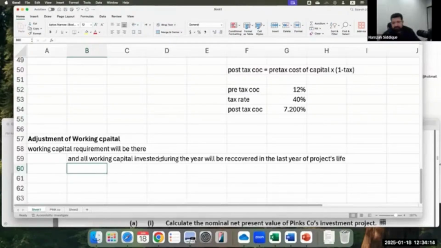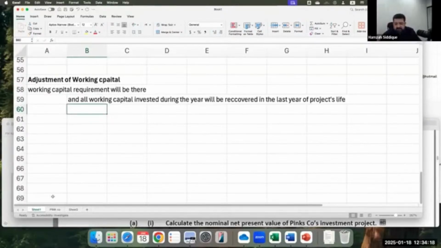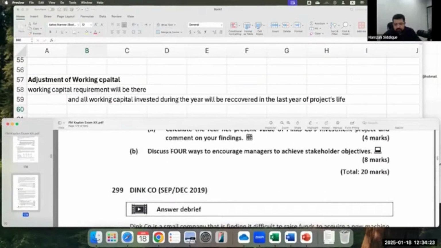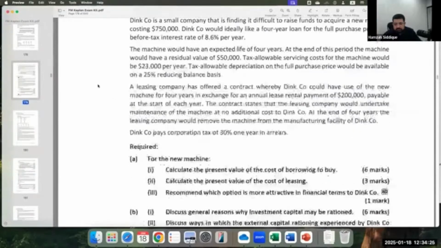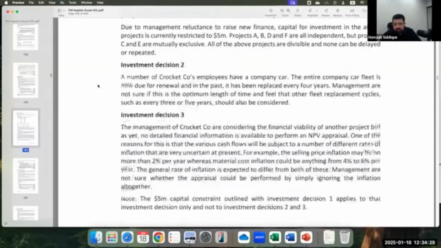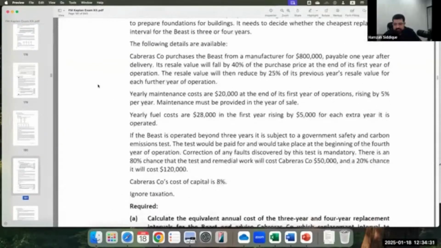So let us proceed further. Any confusion, you can ask. So students, let us do another question from the exam kit about NPV and IRR.